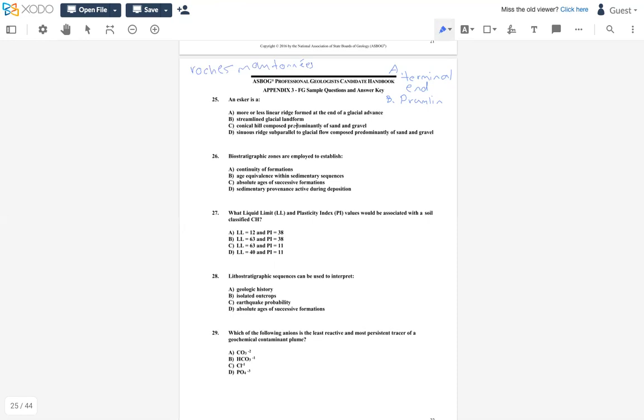C, a conical hill composed predominantly of sand and gravel. So mound-like hills of ice, where you have a mound-like hill of ice contact stratified drift, that's a kame. And you get those when sediments that are lodged in crevasses either in or on the surface of stagnant ice is deposited when ice melts.